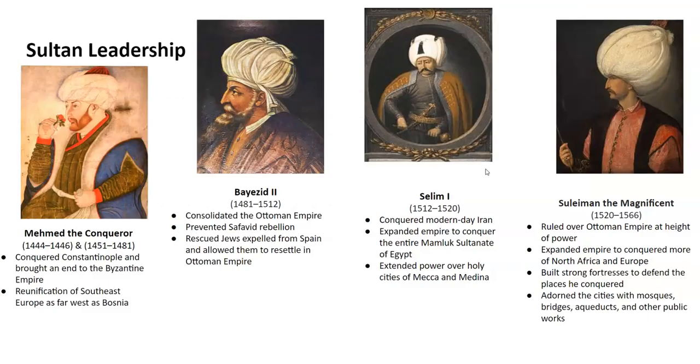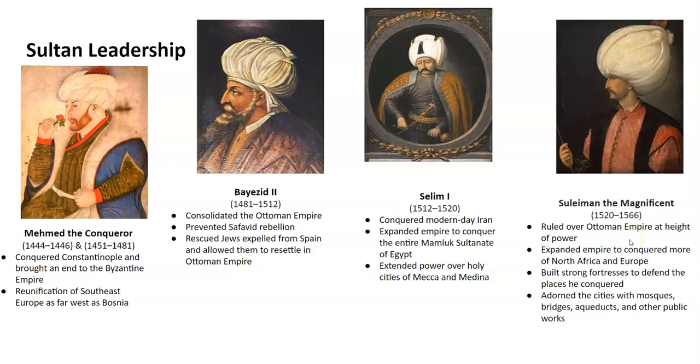Okay, so just a couple of the sultans here, the main ones that might come up here and there. Most likely would be Mehmet the Conqueror, who conquered Constantinople and ended the Byzantine Empire. Then you have Bayezid II. He consolidated the Ottoman Empire. He served after Mehmet, prevented a Safavid rebellion, and he rescued Jews expelled from Spain and allowed them to resettle in the Ottoman Empire. Then there is Selim I. He conquered modern day Iran and expanded the empire to conquer the Mamluk Sultanate of Egypt. So he had a lot of conquest, and he extended the power over the holy cities of Mecca and Medina.